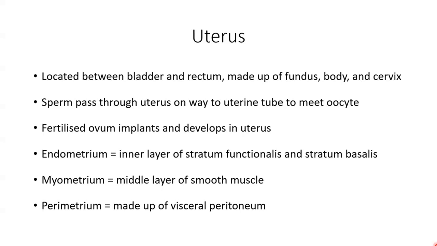The uterus is made up of 3 layers of tissue. The inner layer is that endometrium, which is composed of the stratum functionalis, which is what is shed during menstruation, and then the stratum basalis, which replaces that shed stratum functionalis. The middle layer is the myometrium, which is those 3 layers of smooth muscle. It contracts during childbirth to expel a fetus. And the outer layer is the perimetrium, which is made up of that visceral peritoneum, which is a layer of connective tissue that lines the abdominal cavity.